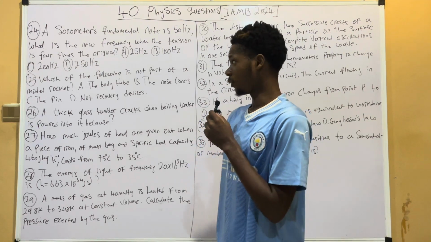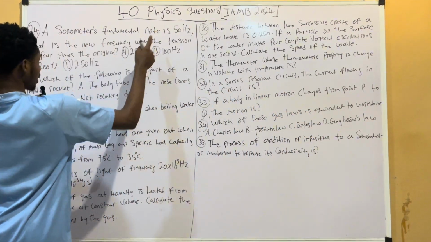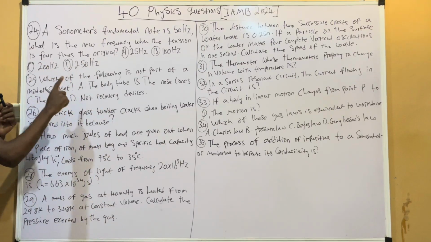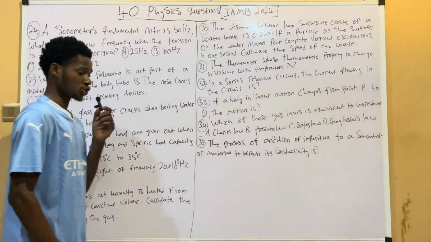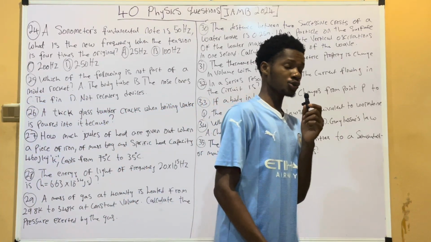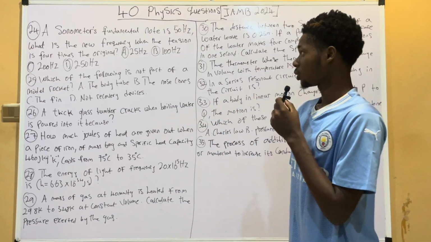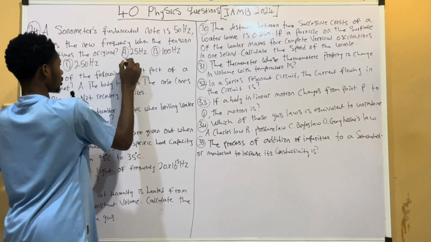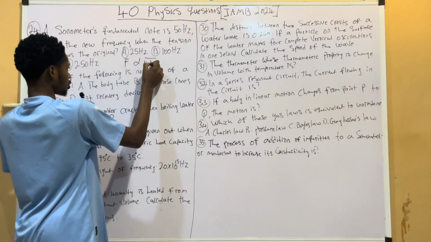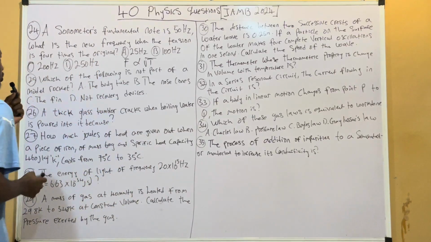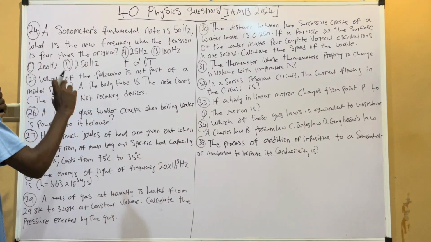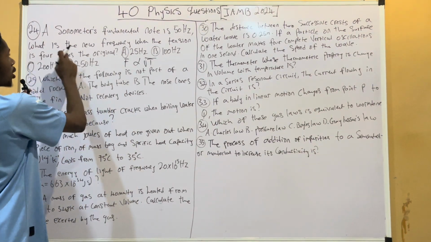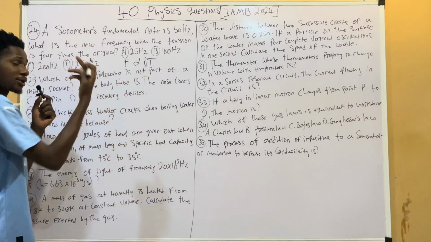Over to question 24. The question says, a sonometer's fundamental note is 50 Hz. What is the new frequency when the tension is 4 times the original? Now, to solve a problem like this, you should know how sonometer frequency relates with tension. Take note that the frequency of a sonometer is directly proportional to the square root of its tension. So when F is 50, what is the new frequency when the tension is 4 times the original?